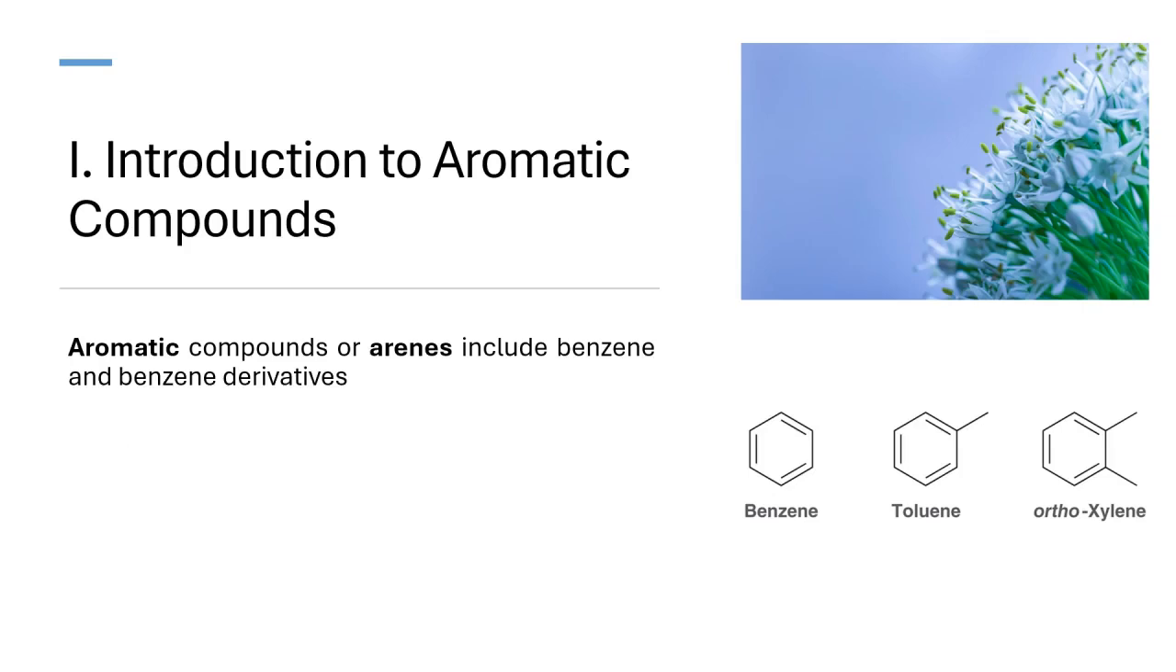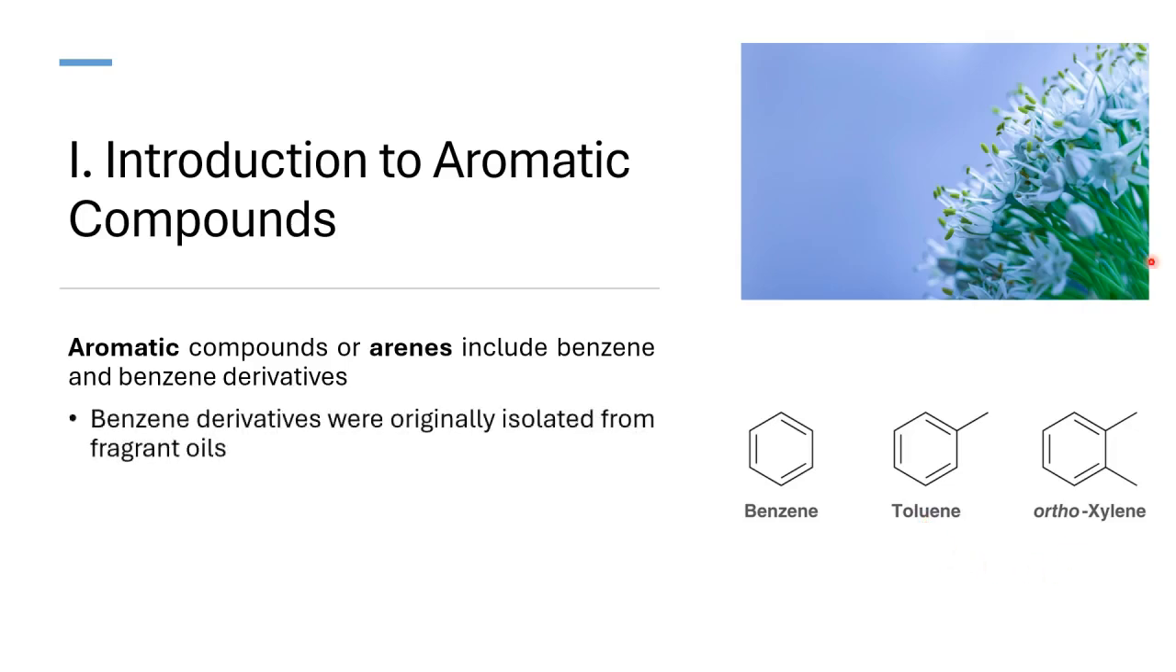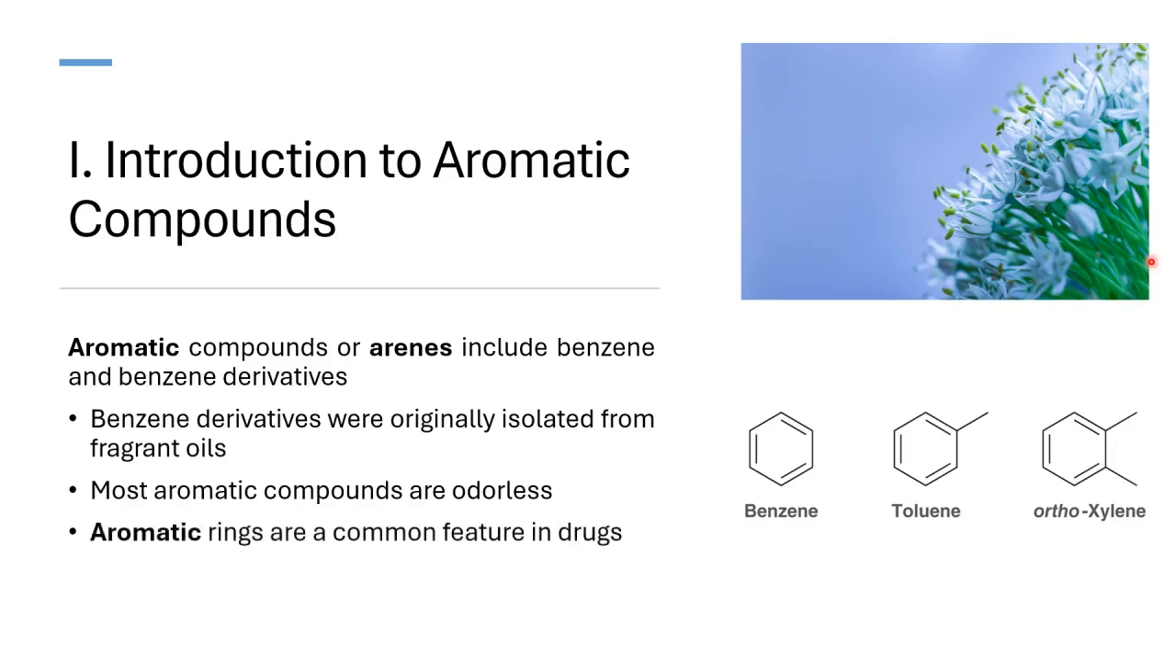1. Introduction to aromatic compounds. Aromatic compounds, or arenes, include benzene and benzene derivatives such as toluene and orthoxylene. Benzene derivatives were originally isolated from fragrant oils, hence the term aromatic. However, most aromatic compounds that we know of are odorless. Aromatic rings are a common feature in drugs.